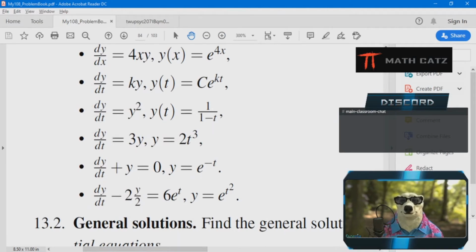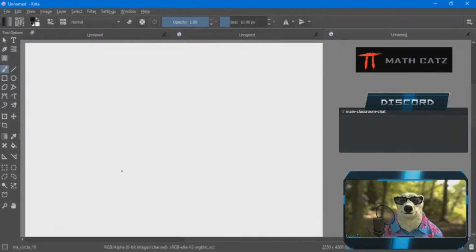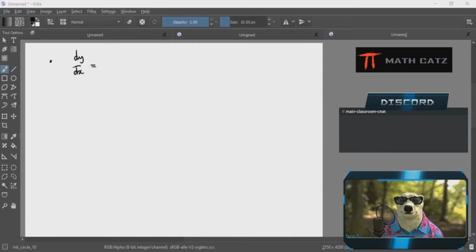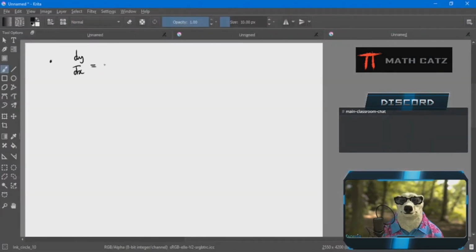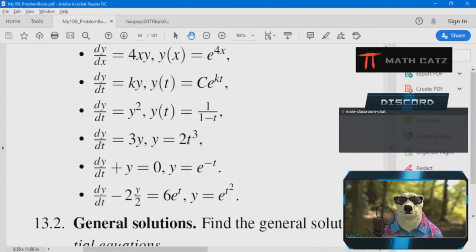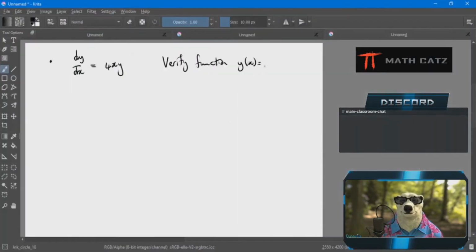My next problem is dy/dx equals 4xy, and I'm looking to verify the function y of x equals e to the 4x.